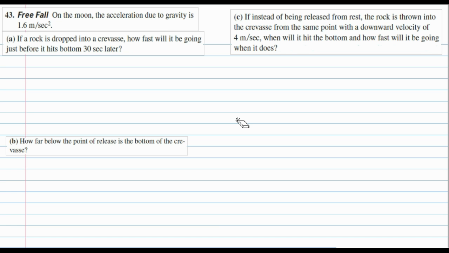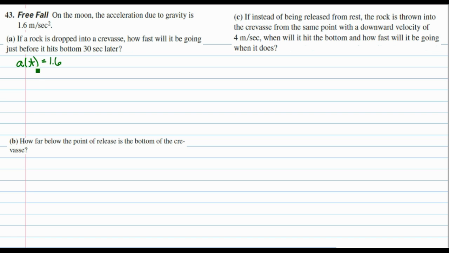Now try problem number 43. It says on the moon, the acceleration due to gravity is 1.6 meters per second squared. So we already know that's a of t, 1.6. If a rock is dropped into a crevasse, how fast will it be going just before it hits the bottom 30 seconds later? Alright, so a of t is 1.6 and it's asking for how fast at 30 seconds.